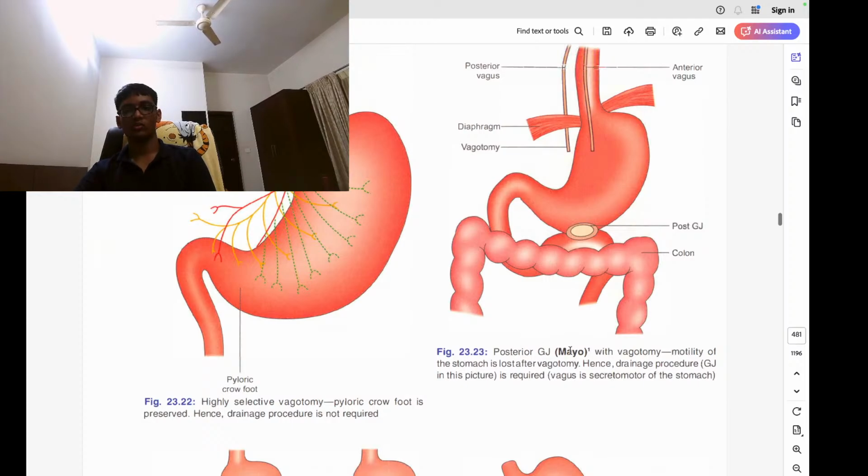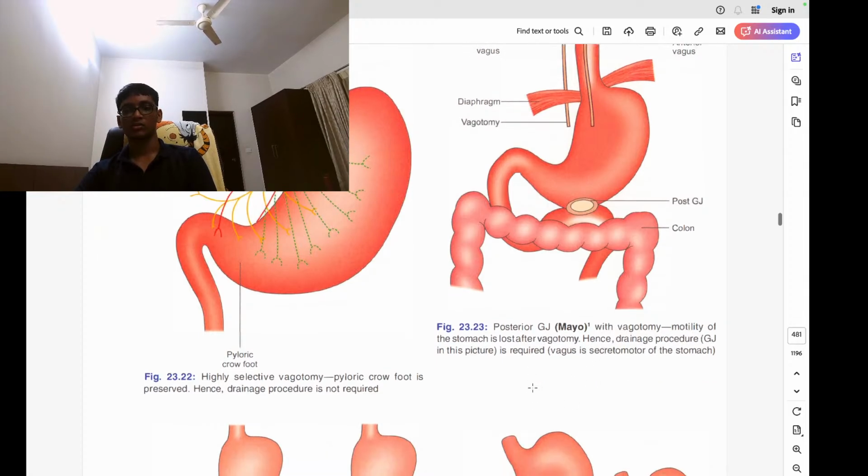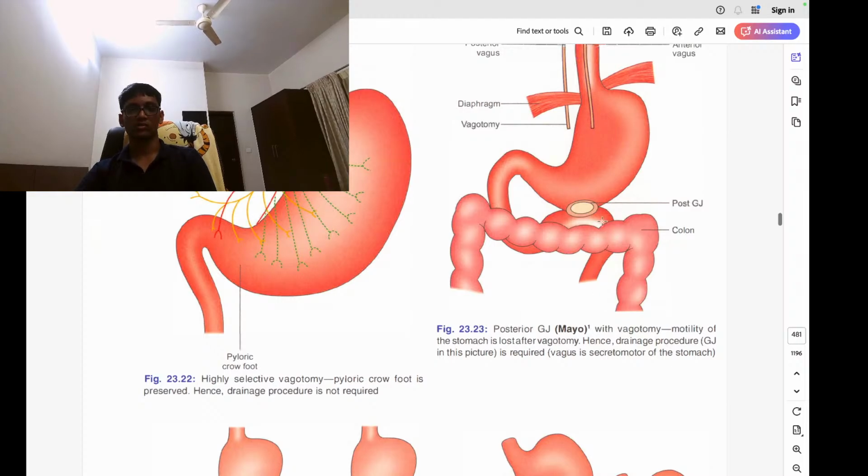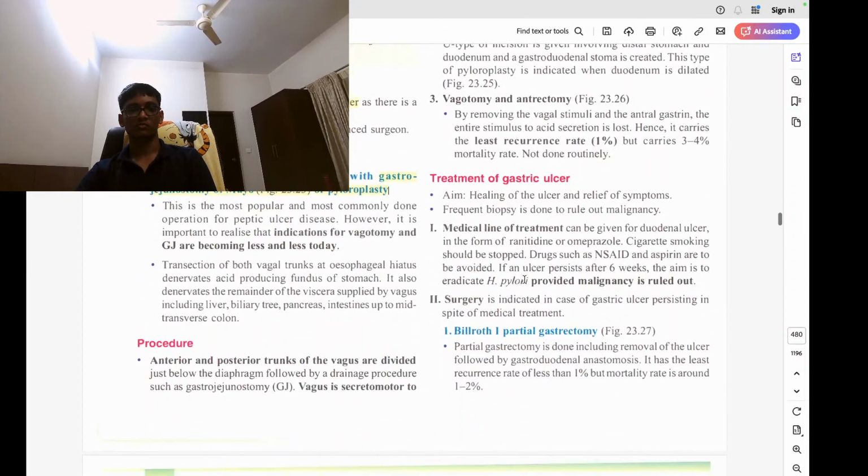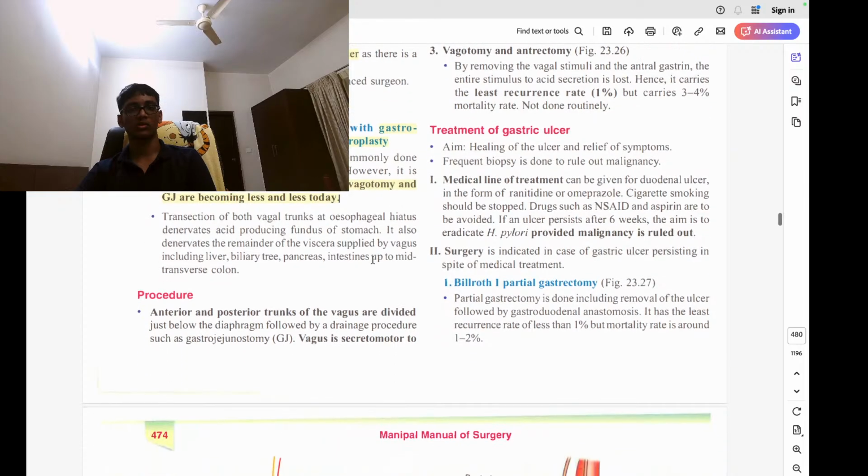Posterior GJ, Mayo, with vagotomy. Motility of the stomach is lost after vagotomy, hence a drainage procedure is required. Posterior gastrojejunostomy is the most commonly done operation for peptic ulcer disease. However, it is important to realize that the indications for vagotomy and GJ are becoming fewer.